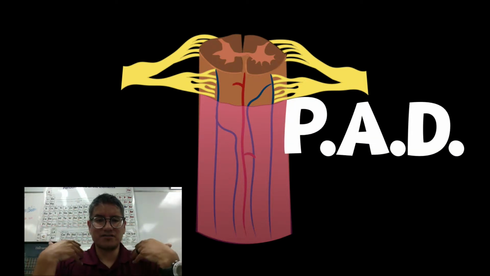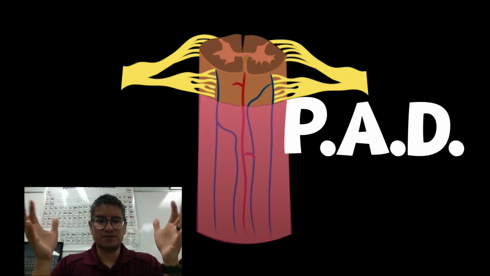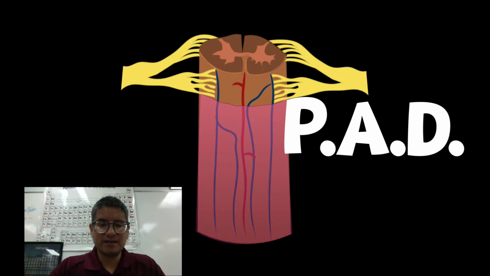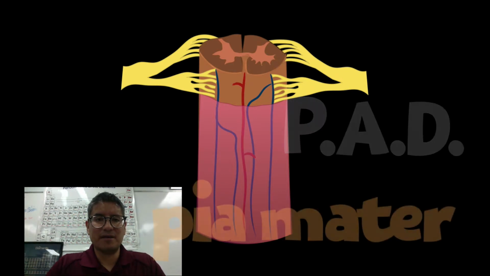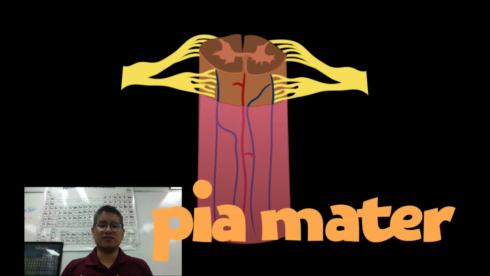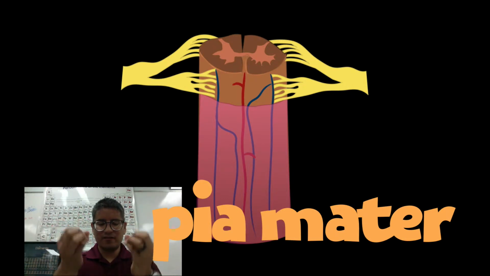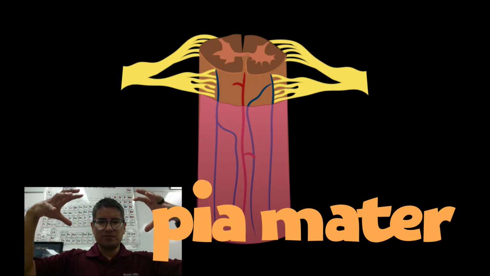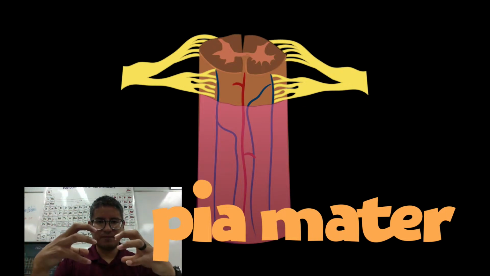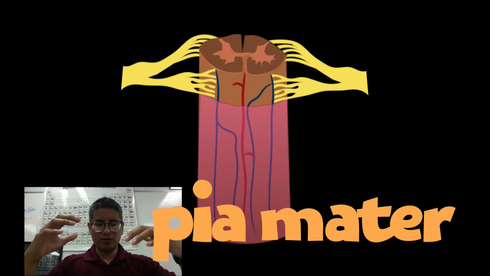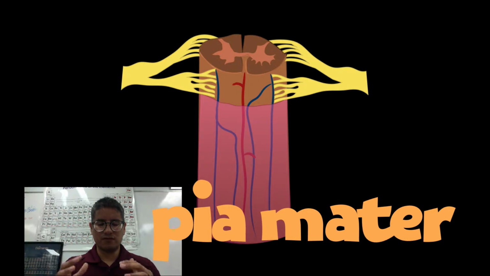The word pad actually helps us in looking at the first three layers of this protective system. The P goes for pia mater. Pia mater is the first layer of protective tissue that wraps around, literally, the spinal cord and the brain like saran wrap. Imagine saran wrap with all the air being sucked out, wrapping around all the contours of whatever it's wrapping around. That's what the pia mater does.